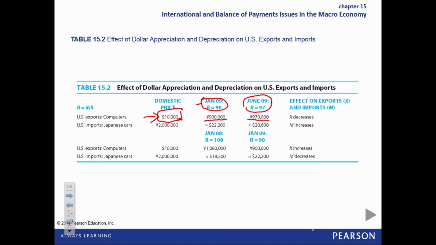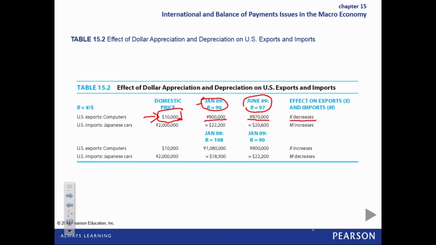So that way, we say export would decrease, because what they're concerned with is how much of their currency they're paying for this computer. They're paying more in Japanese yen, so our export to Japan would decrease because they would buy less of this, because it's now 970,000 Japanese yen instead of 900,000 Japanese yen.